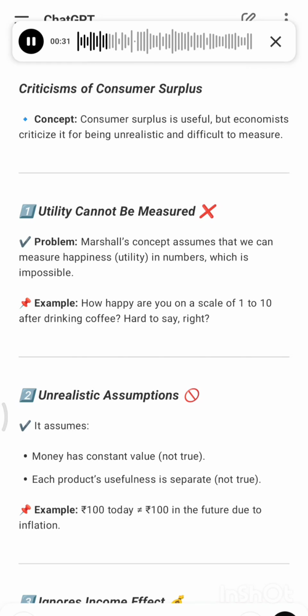Unrealistic assumptions: it assumes money has constant value, which is not true. It assumes each product's usefulness is separate, which is not true.